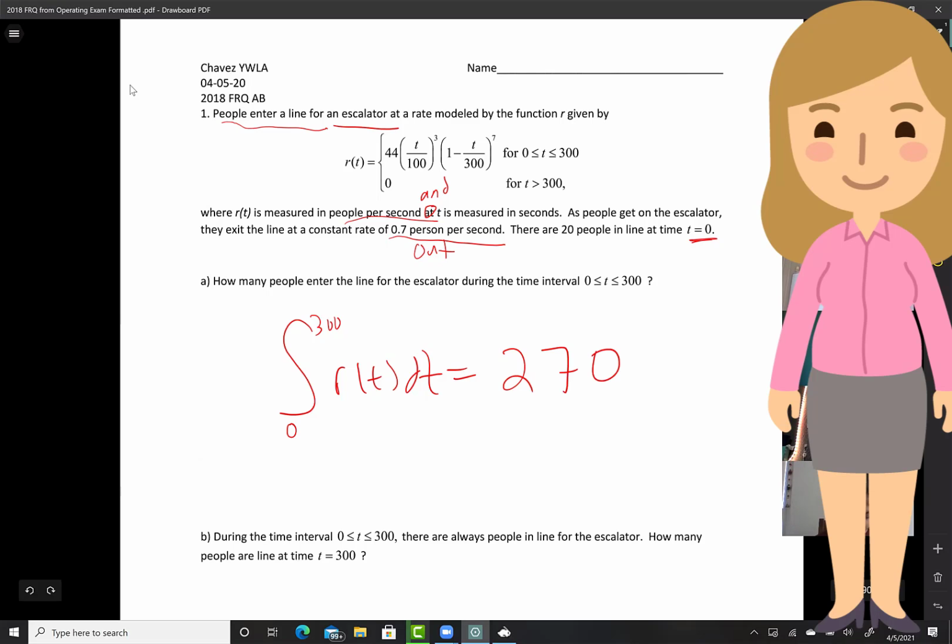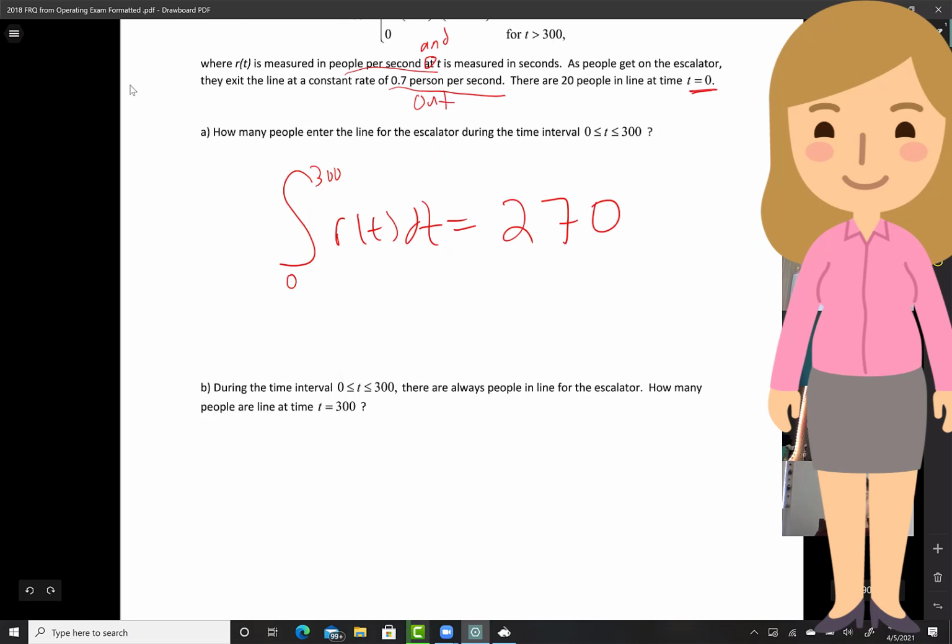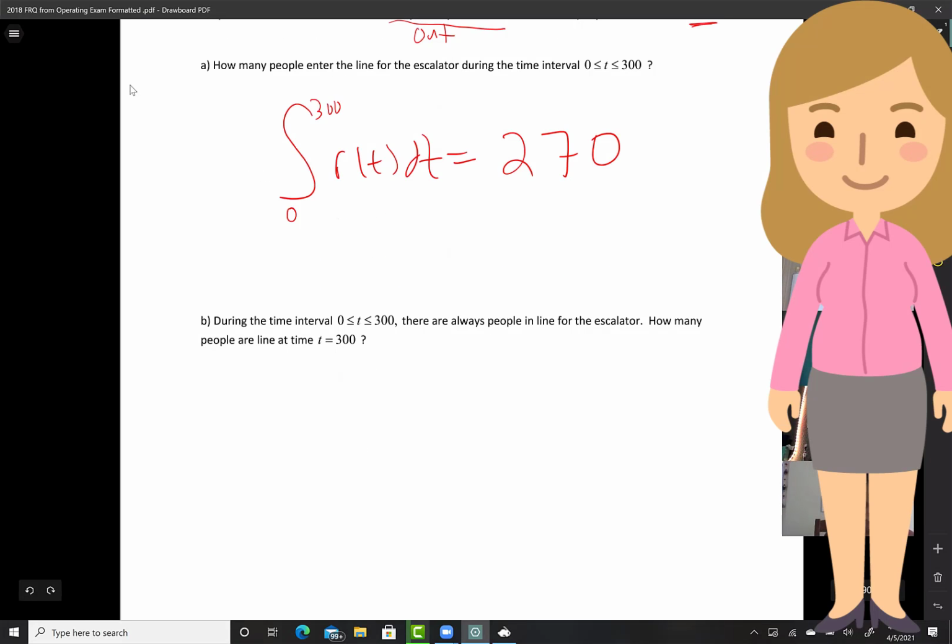And if you want to write a sentence, there are 270 people that enter the line for the escalator between time T equals 0 and time T equals 300. Done. All right. Any questions on that one, guys? All right, let's see what it wants for letter B. Let's see if it gets harder.